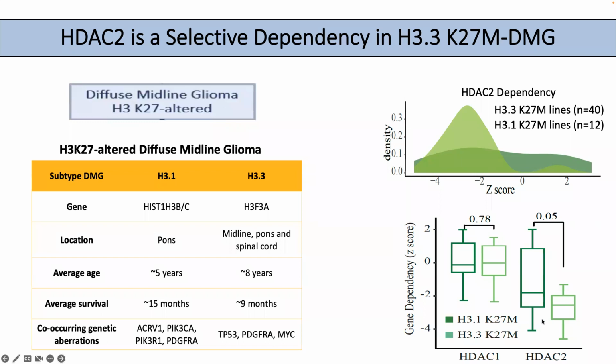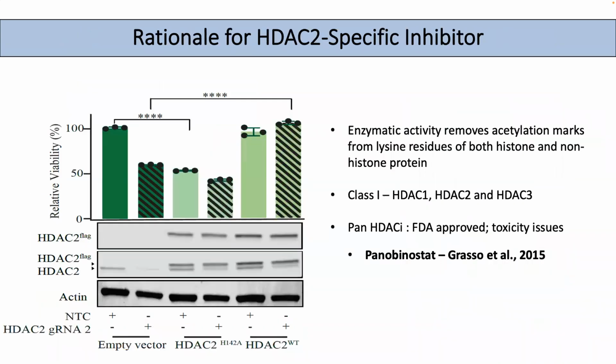You can see that this is specific for HDAC2, as HDAC1 itself was not important across either cohort of H3 mutant gliomas, and HDAC3, which I don't show here, is actually essential across all the gliomas. So clearly there was this very specific and selective effect for HDAC2 dependency.